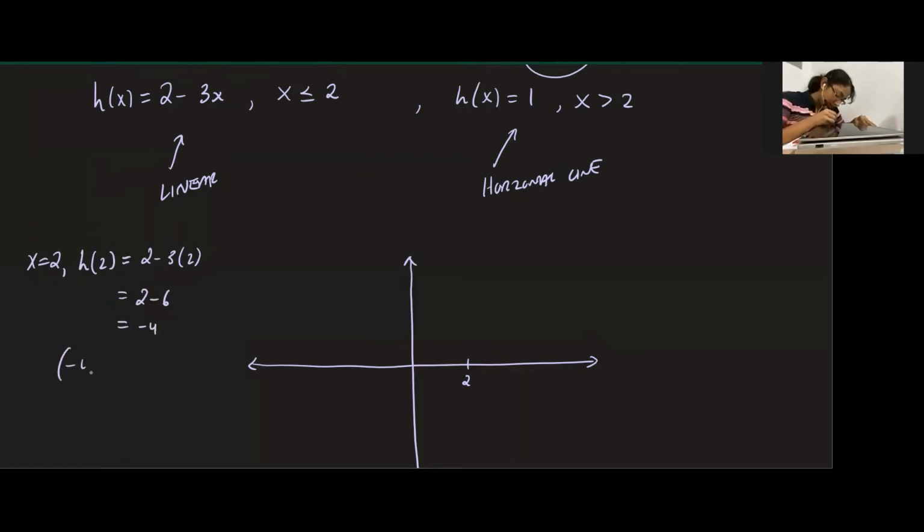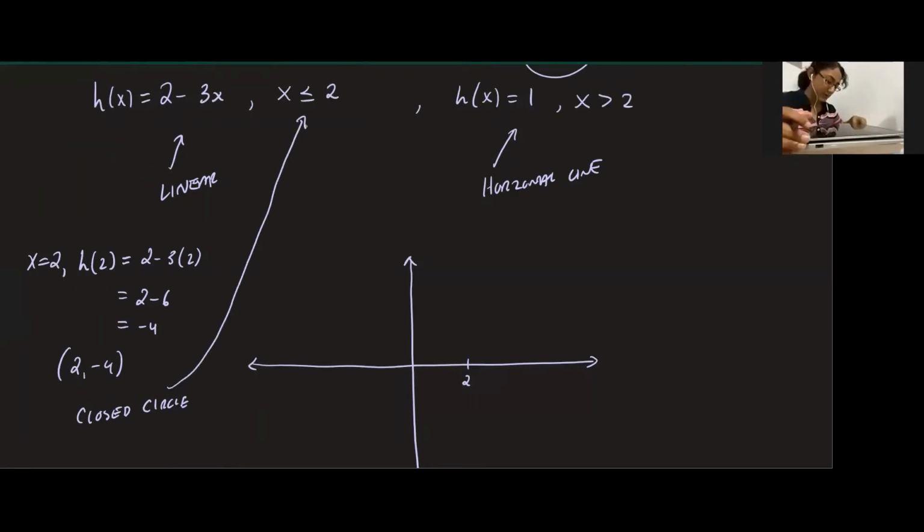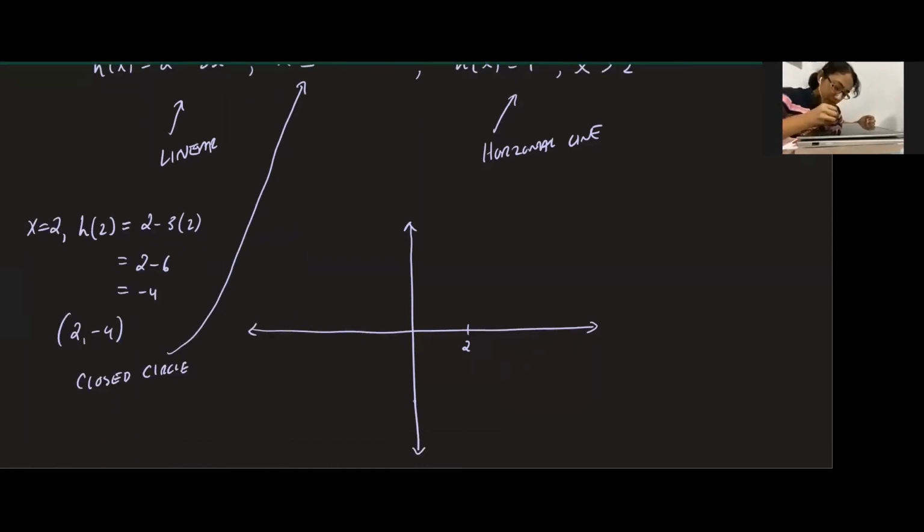So the point -4, sorry, not -4, the point 2 comma -4, this is going to be a closed circle. The reason this is a closed circle is because of the inequality. It says less than or equal to, so we close in that circle. So plot 2, -4. So let's suppose 2, -4 is here. So that's right here, and we close because it's less than or equal to.